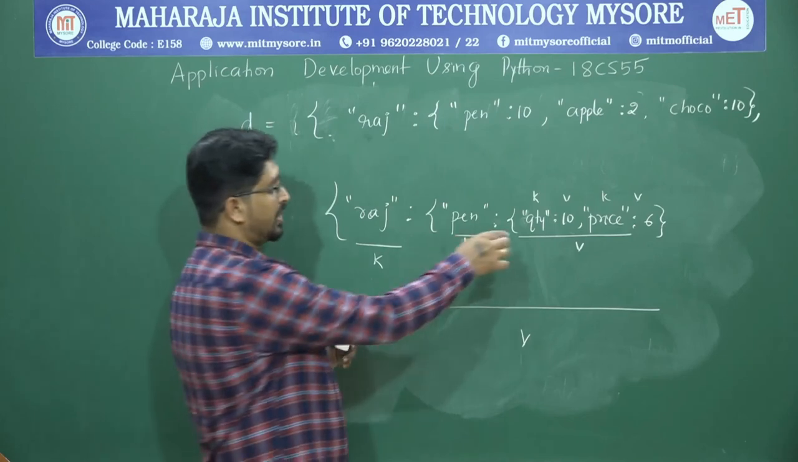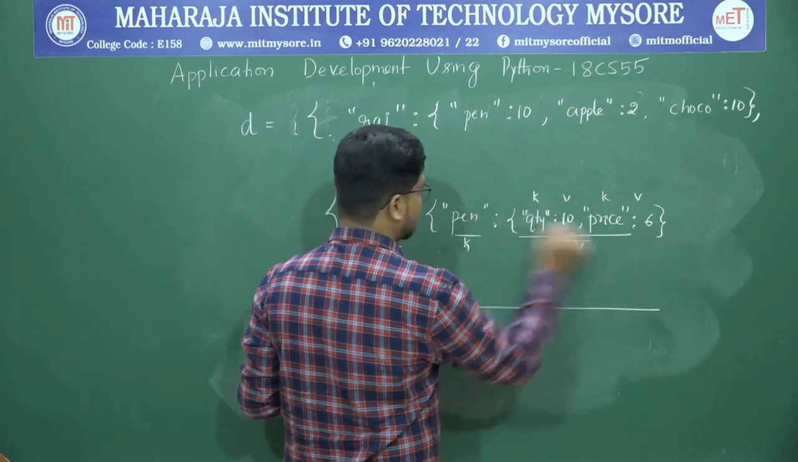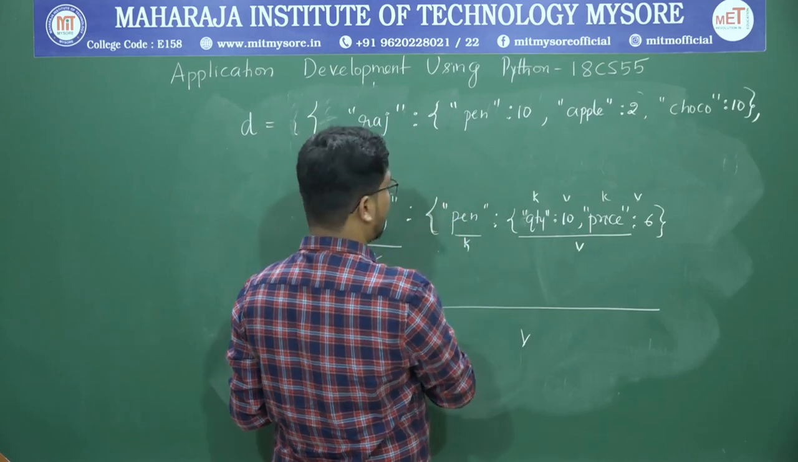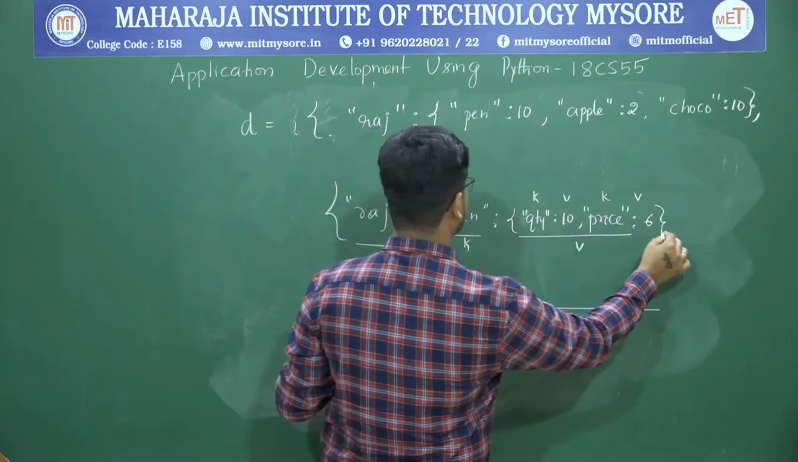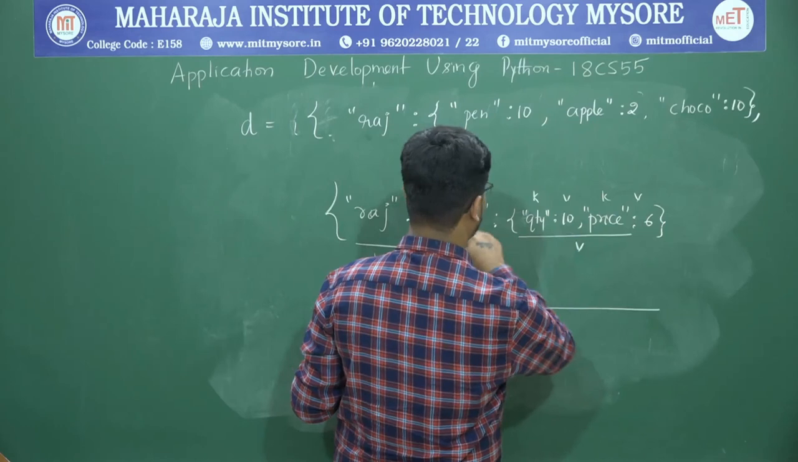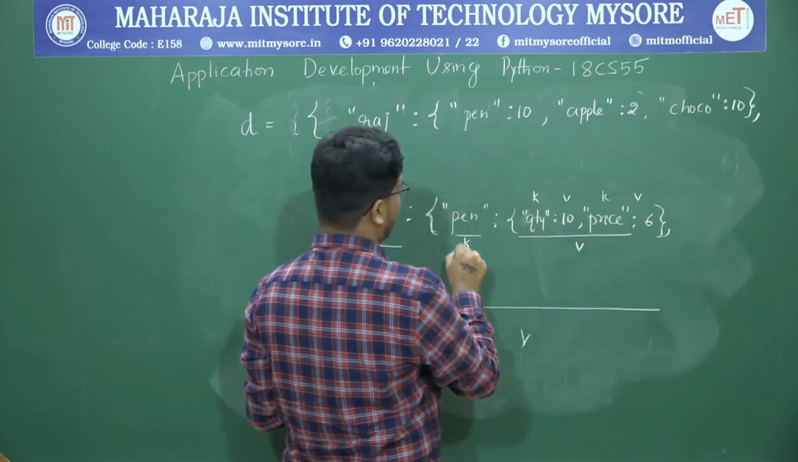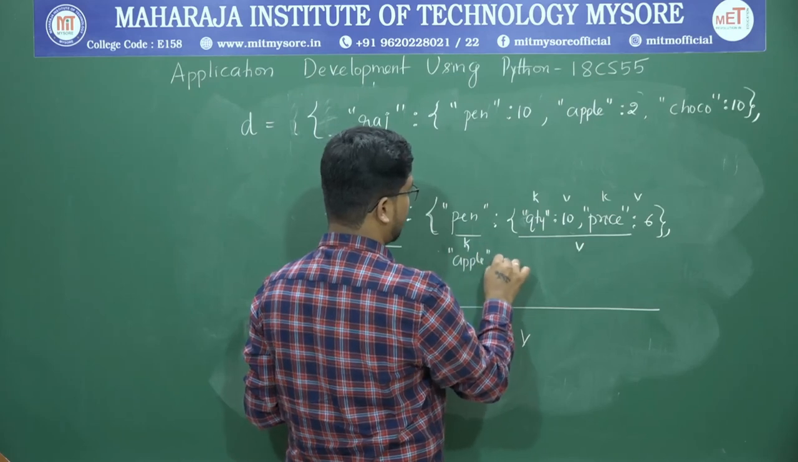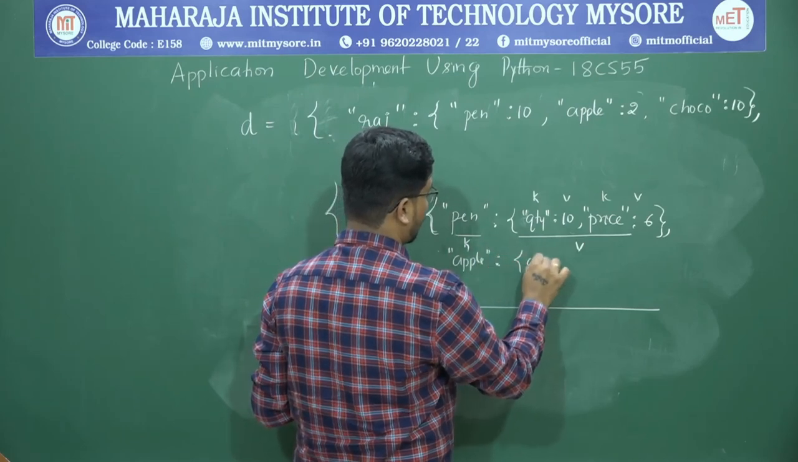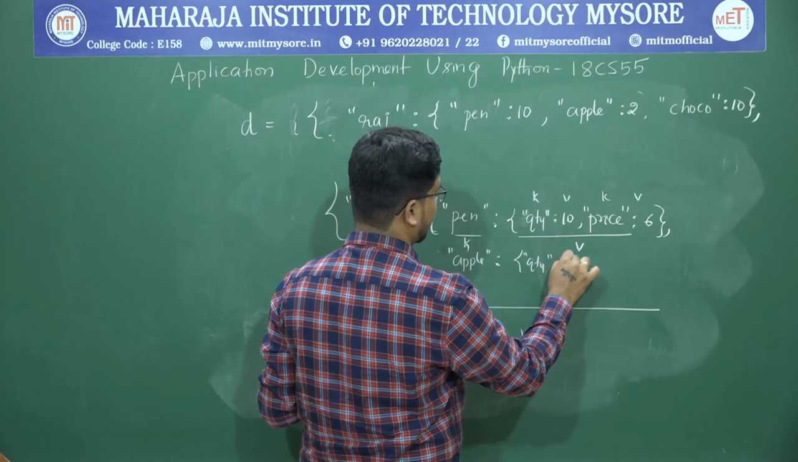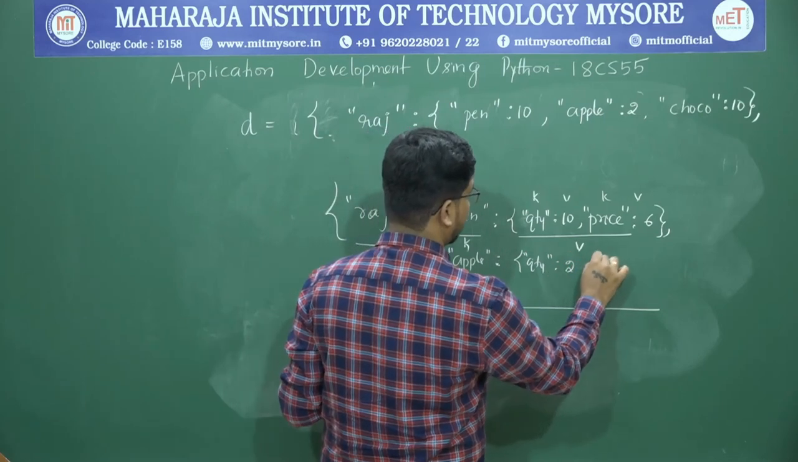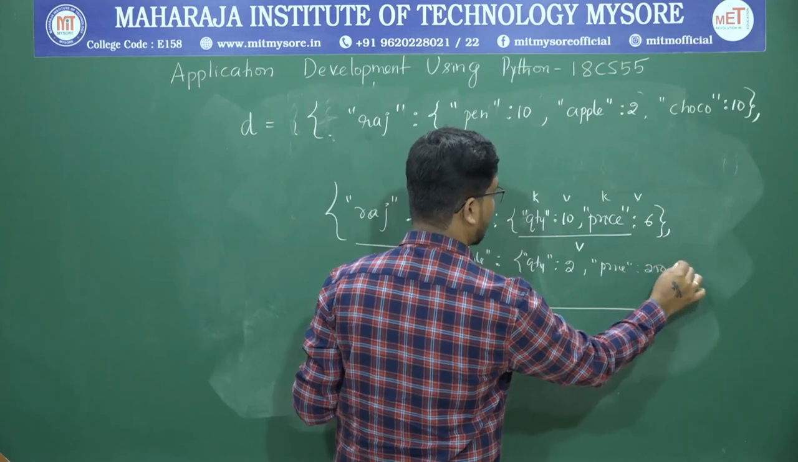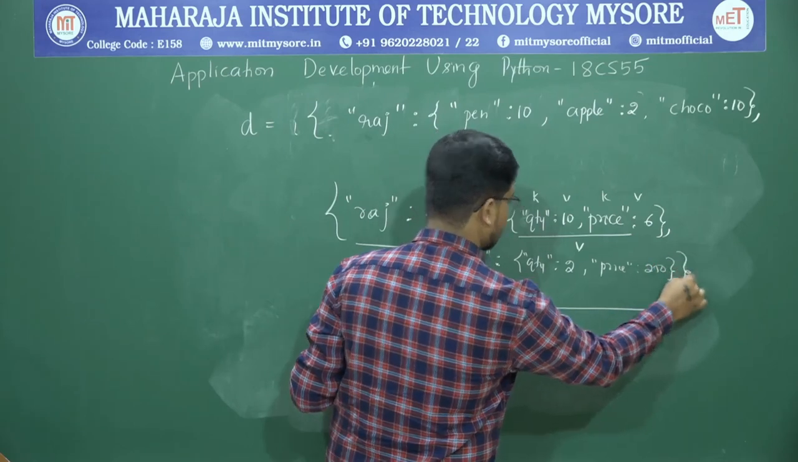Right. So this is the one item. Second item you can consider, you can put a comma for this. I can say this for pen, you can put a comma, and you can say one more item, apple, quantity, which is 2 kg, price per kg, let us say 250 per kg, and close the items.